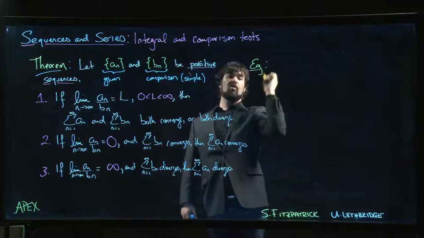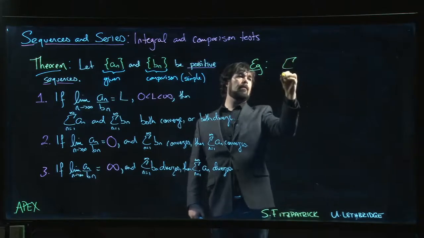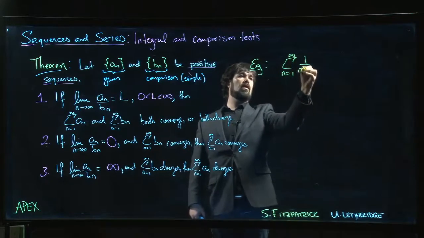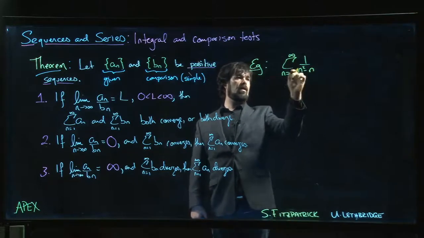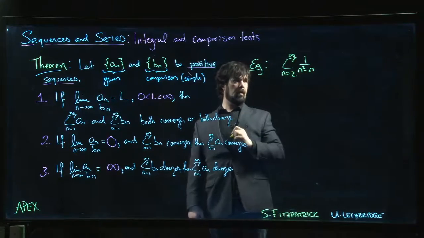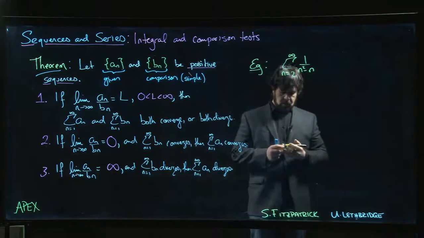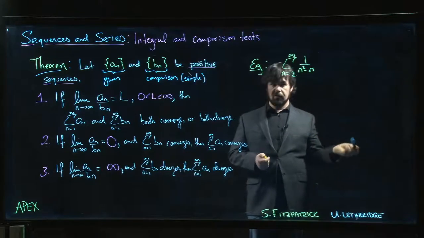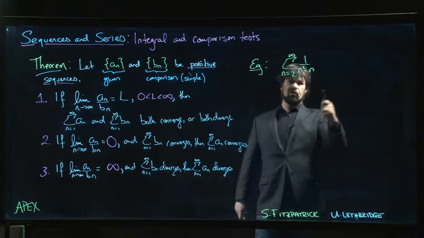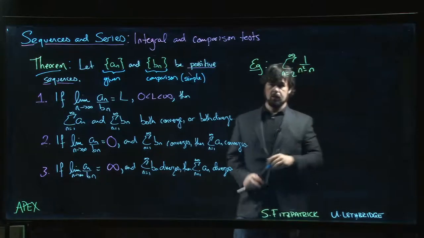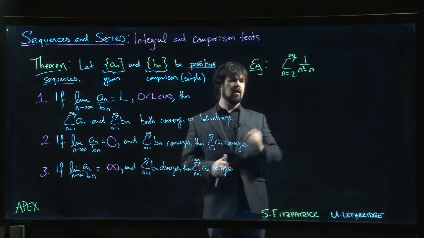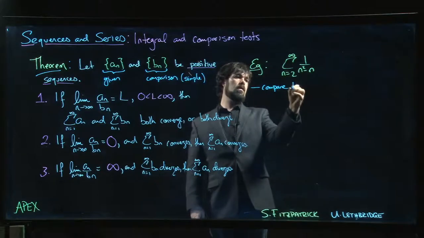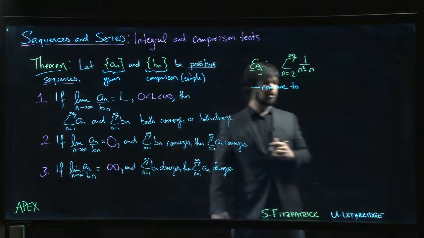Let's look at the one that we just left off with. We had this sequence, 1 over n squared minus n. Sorry, n started at 2 because we don't want to divide by 0. And you say, I want to decide on convergence of this series by comparison. But we just saw that direct comparison is a pain, really a pain. So what should we compare to?